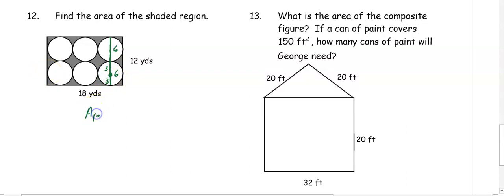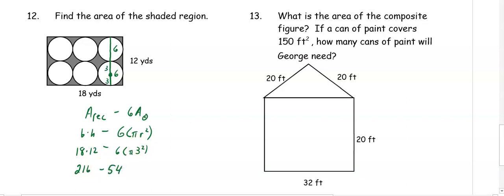So it's going to be the area of the rectangle minus the area of 6 circles. So the area of the rectangle is base times height, so 18 times 12. And that gets us 216 minus 6 times the area of the circle, which is pi r squared. So we have 6 times pi 3 squared. So 3 squared is 9. And then we have to multiply by 6. So we're going to do 216 minus 54 pi yards squared. Remember, we want to subtract the part that was not shaded.